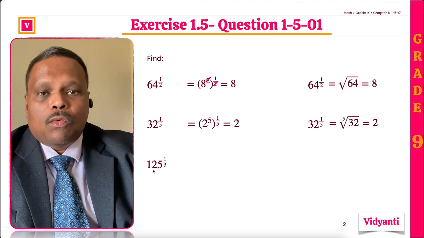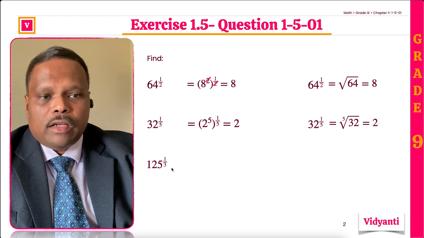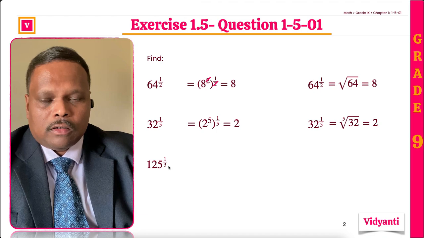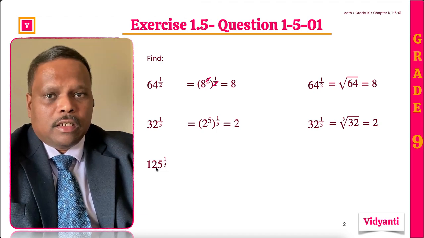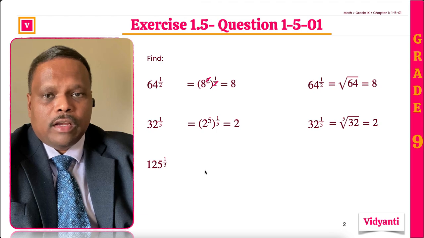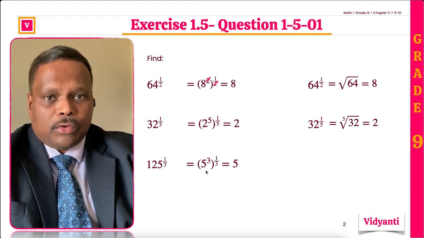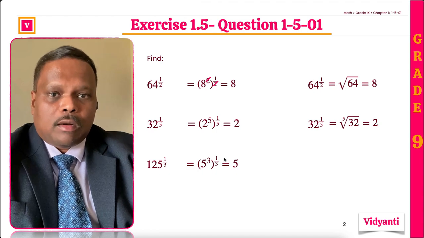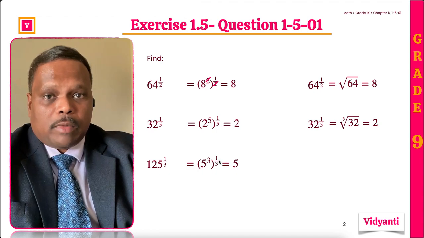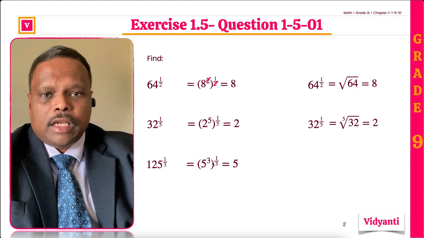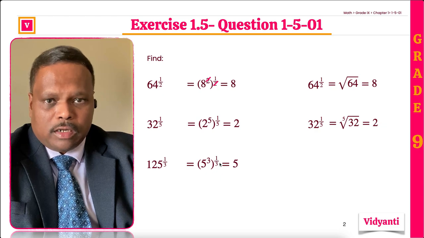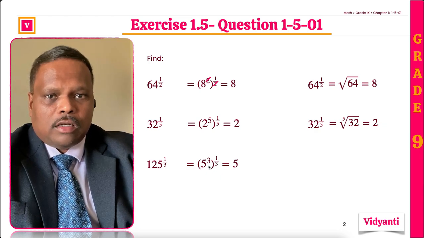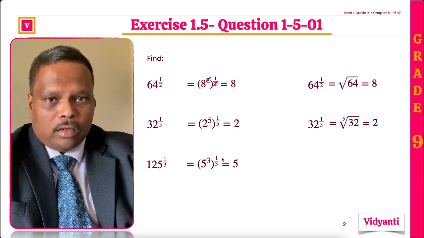Next question will be 125 raised to 1/3. Now 125 is basically 5 cubed. So let's replace 125 and write it as 5 cubed. Again, when you have a power raised to another power, these exponents can be multiplied together. So basically this 3 and 1/3 can be multiplied together. They will cancel themselves out, and the final answer will be just 5 raised to 1, which is nothing but 5.